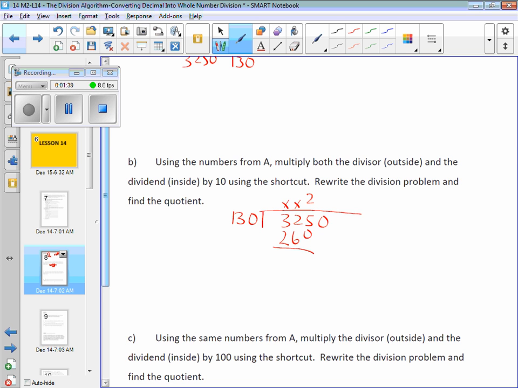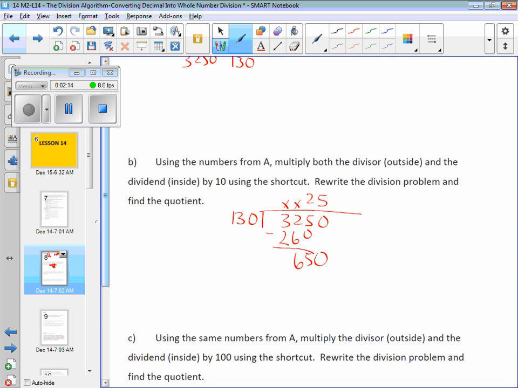And then you subtract it. You get, what do you get? Well, you got 65 when you subtracted it, and then you brought down your 0. And it goes into 650 perfectly. It goes exactly 5 times. So you wind up getting the same answer in part B as you do in A.